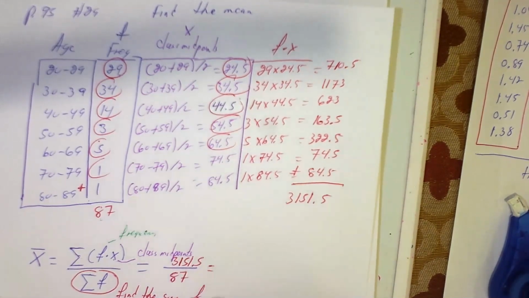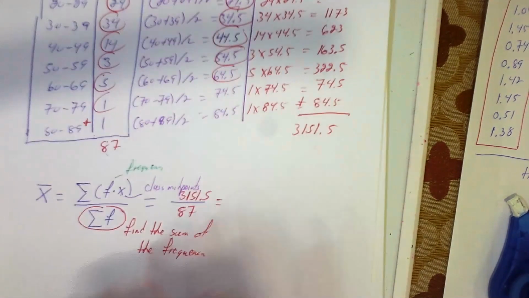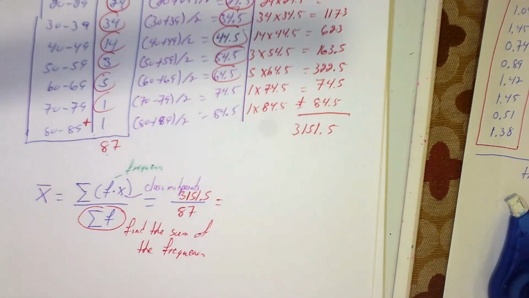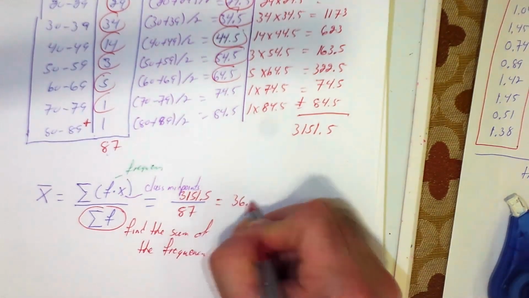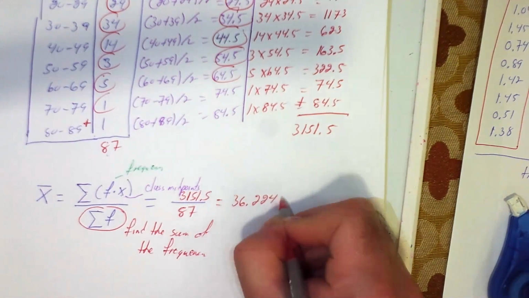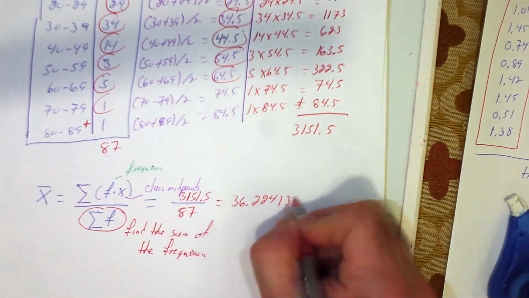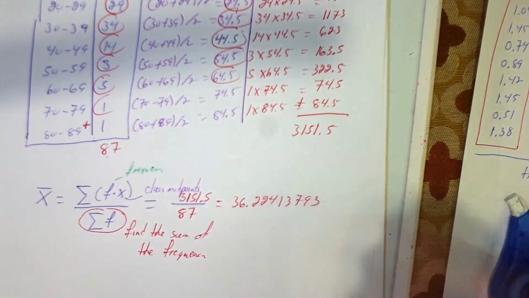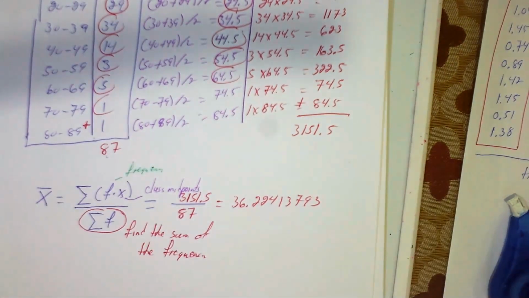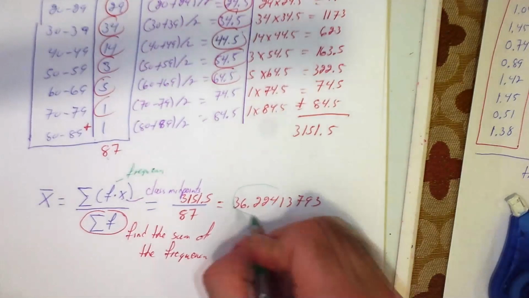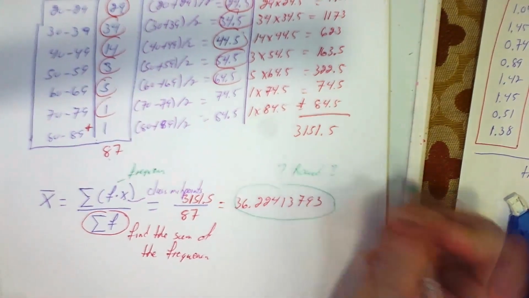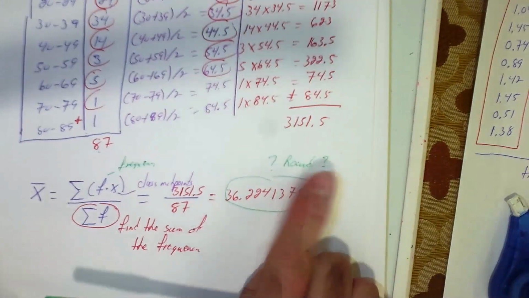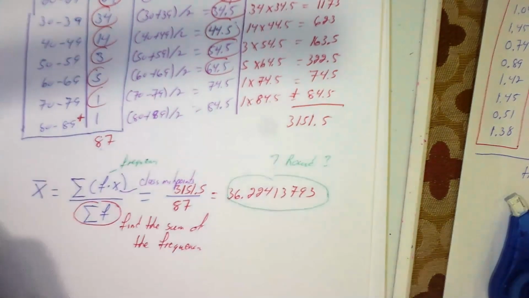And now you're going to divide. So divide 3151.5 divided by 87. And you get 36.2241379. So where do you round this number? Hint, hint. Where do you round? Anyone? You round to the tenths.